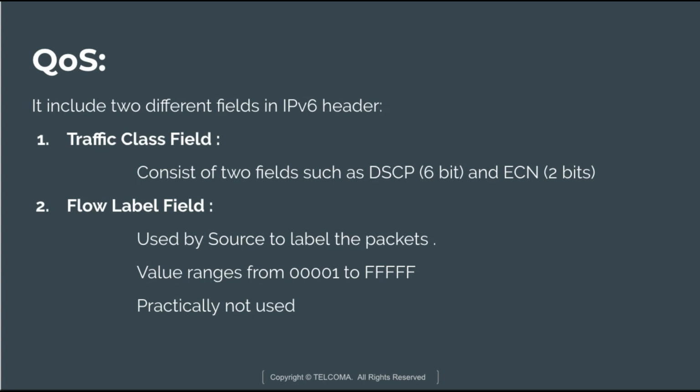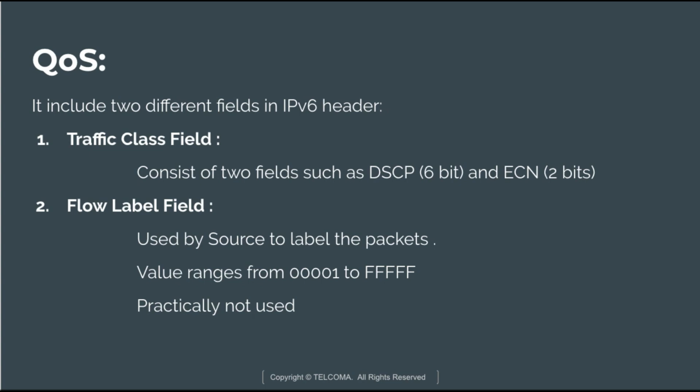The next part is the flow label field. The flow label field is used by the source to label the packet. Basically a flow is defined as a sequence of packets from a sender to a specified unicast, anycast or multicast address, labeled as a flow by a router. Its value ranges from 00001 to FFFFF. Practically it is not used; we only use the traffic class field. It is used for giving real-time application services and also helps to detect spoofed packets, and this field requires the router to efficiently handle the packet.